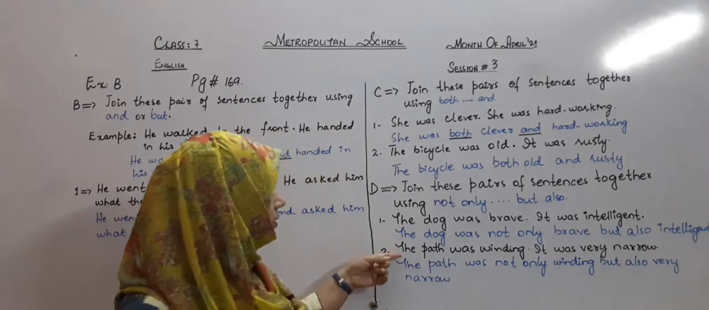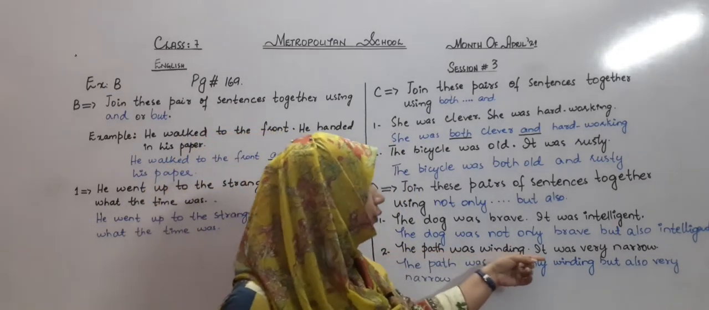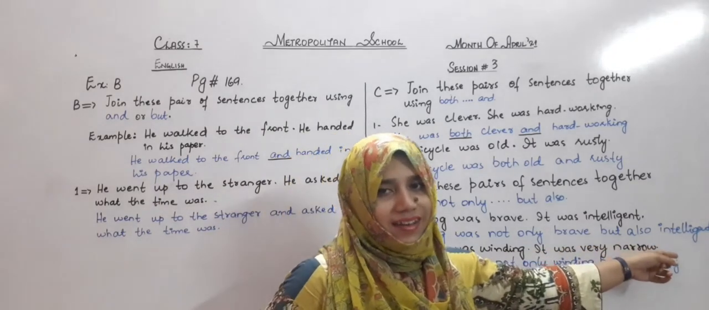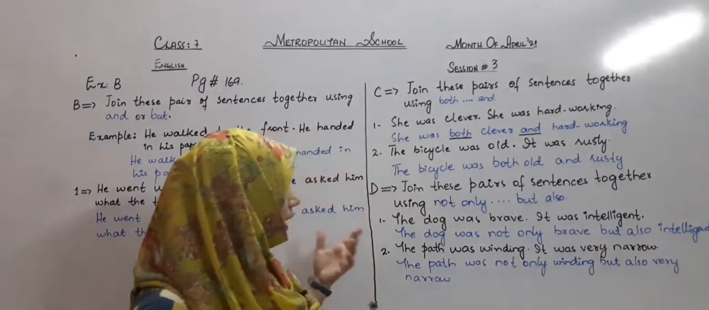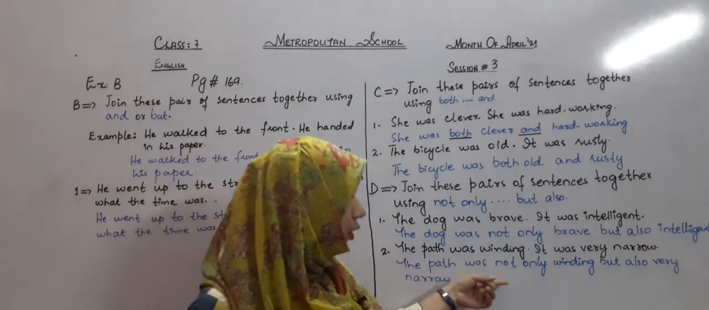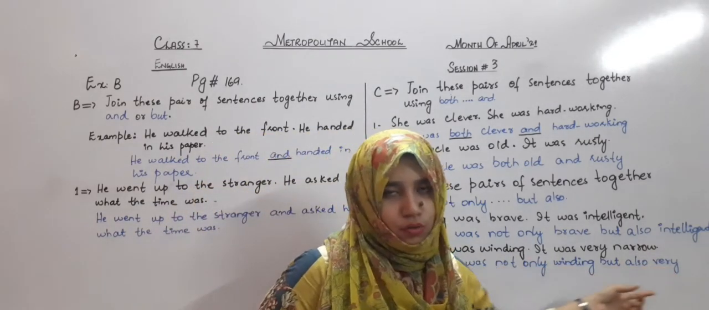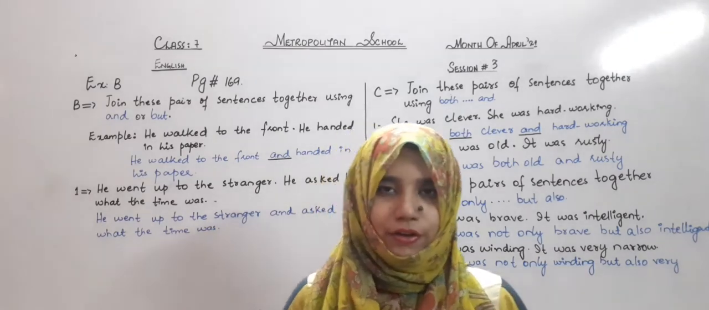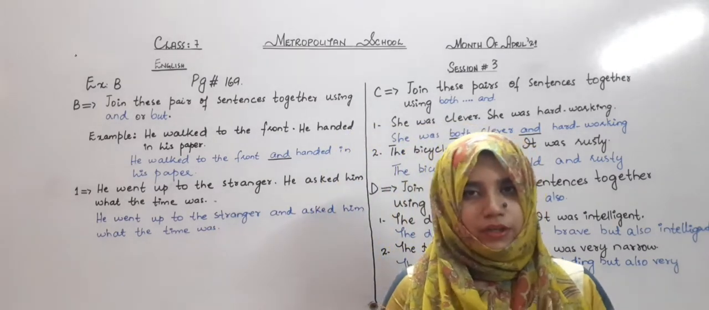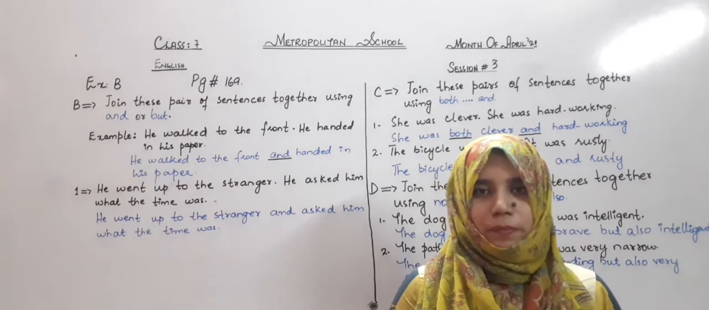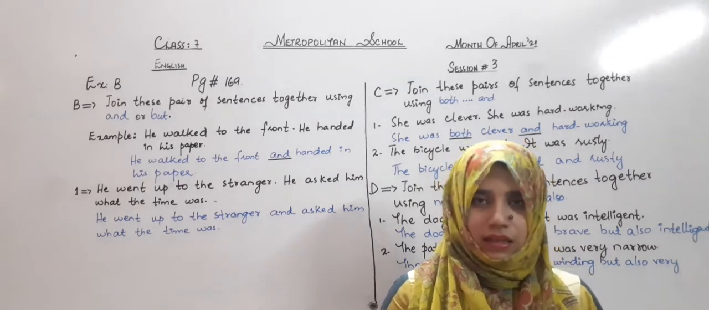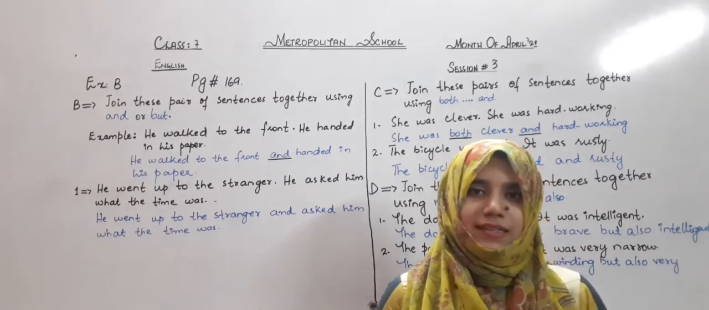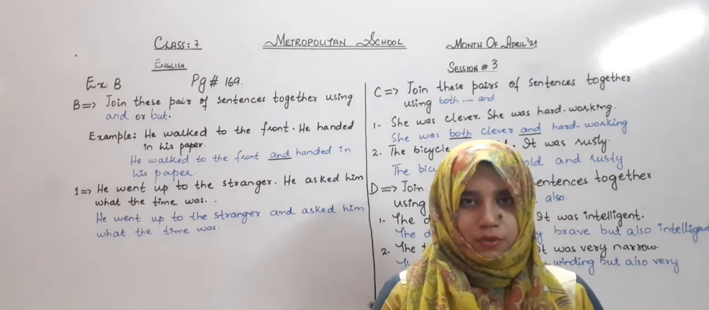Now let's take another sentence. The path was winding, full stop, it was very narrow, right? So how can we say that the path was not only winding but also very narrow? This is how this exercise should be done in your grammar copy. Now let's move towards another exercise on page number 170, exercise E, and along with this exercise F of the same page number.